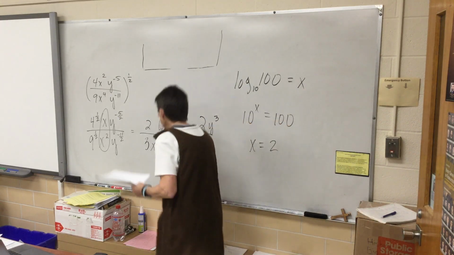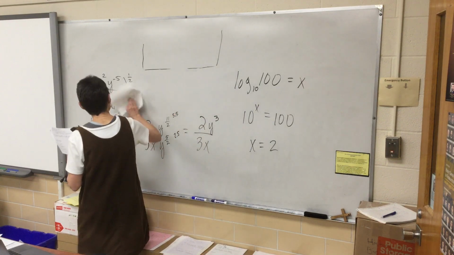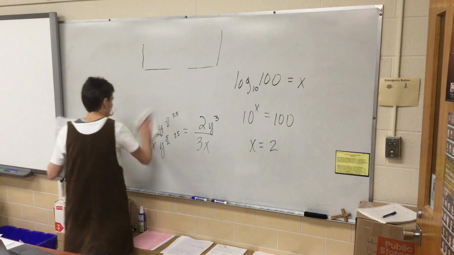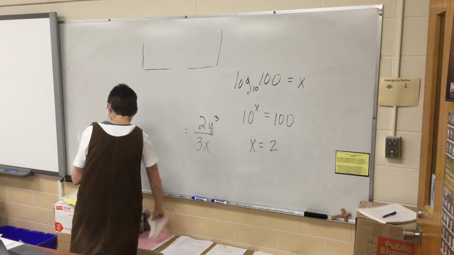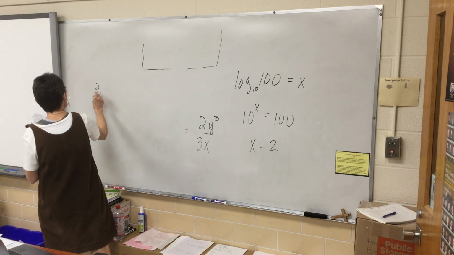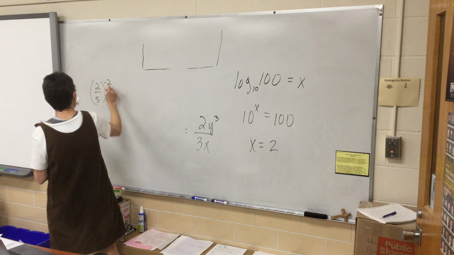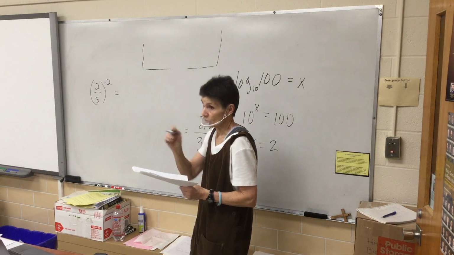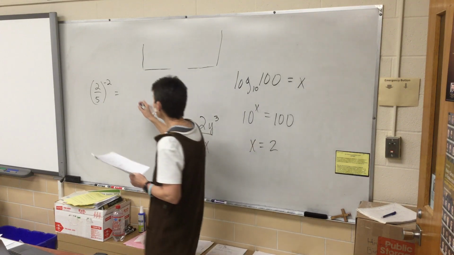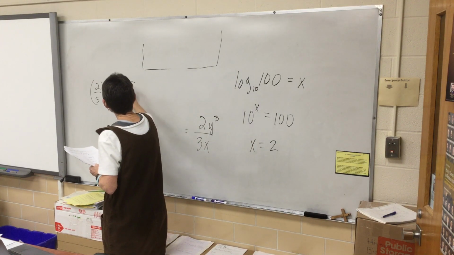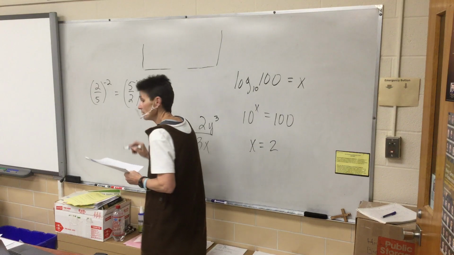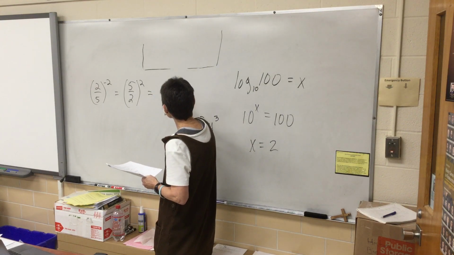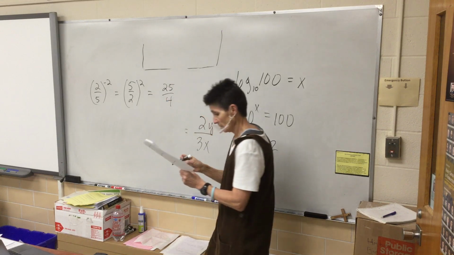I is another negative exponent. So 2/5 to the negative second. So first of all, it flips it because it's negative. So it's going to be 5/2 squared. And we'll square everything, so we get 25 over 4.